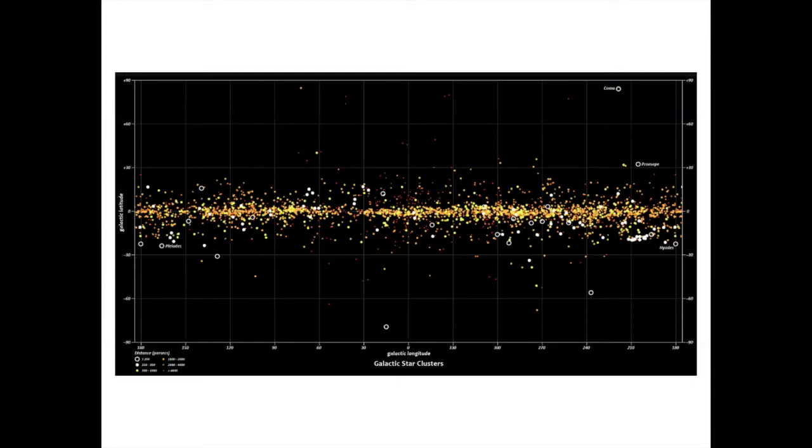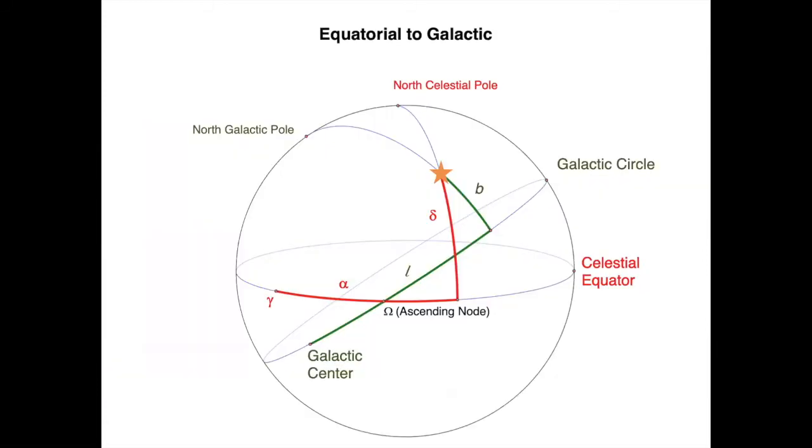Galactic coordinates are useful, for instance, when studying open clusters. You see here the distribution of open clusters, and you can see that they cluster around the plane of the galaxy, right? They cluster around galactic latitude zero, around the galactic circle.